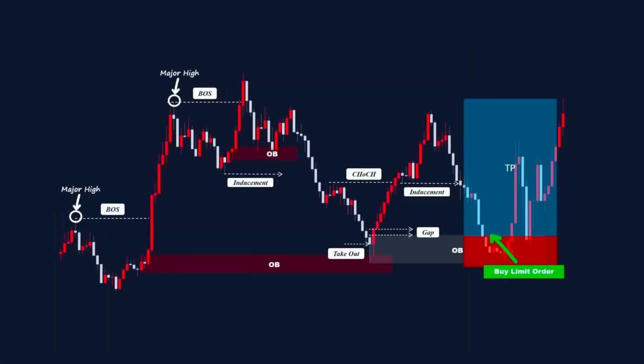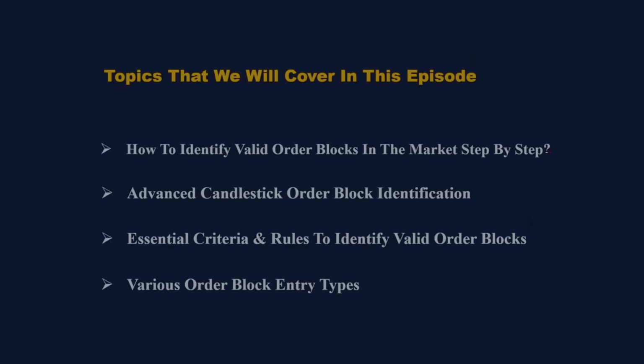In today's lesson, we're going far beyond the basics. You'll learn how professional traders identify valid order blocks, understand the psychology behind them, recognize different candlestick formations, and filter out the low-probability setups that trap retail traders every day. We'll also cover the essential rules every order block must satisfy before it deserves your attention, along with real chart examples that show these concepts in live market conditions. By the end of this lesson, you'll have a clear framework for identifying high-quality institutional zones and incorporating them into your trading plan with confidence.